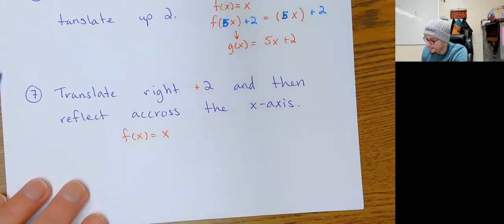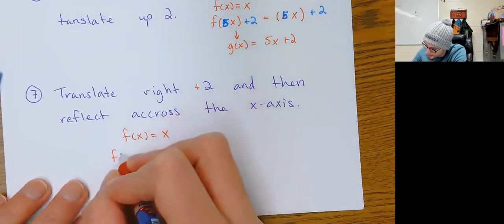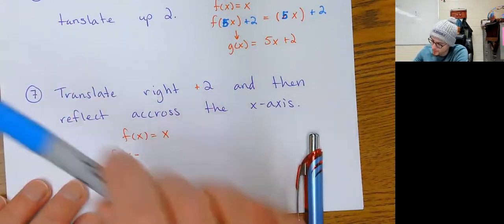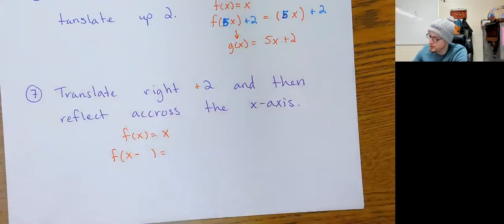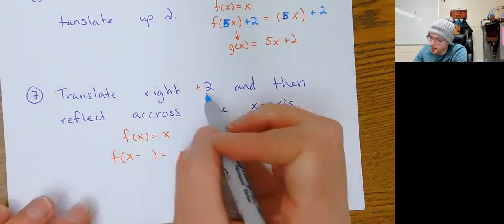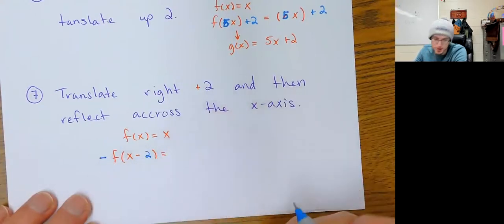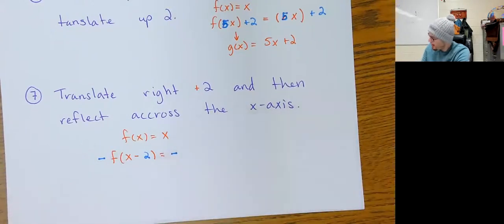So what have we got going? We have f(x - 2) = -... Let's actually put parentheses over here. So we are subtracting off a positive 2, and we're going to multiply the entire function by a negative.